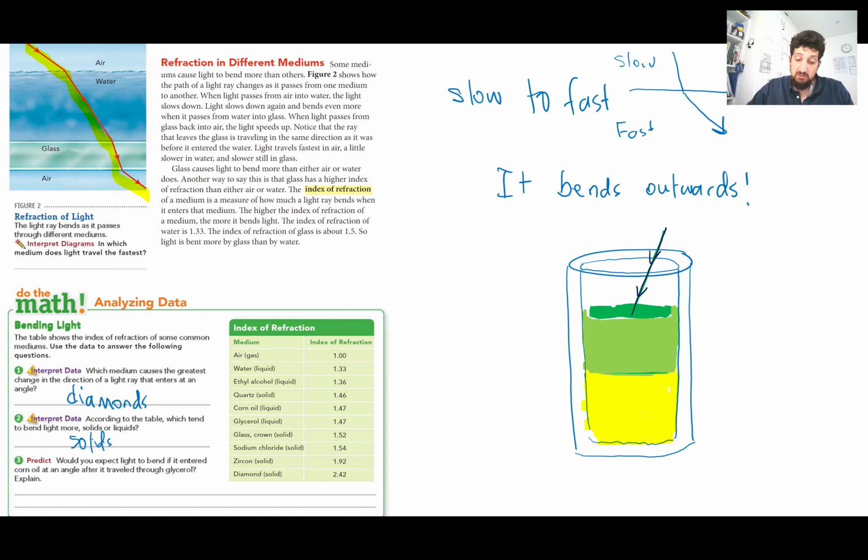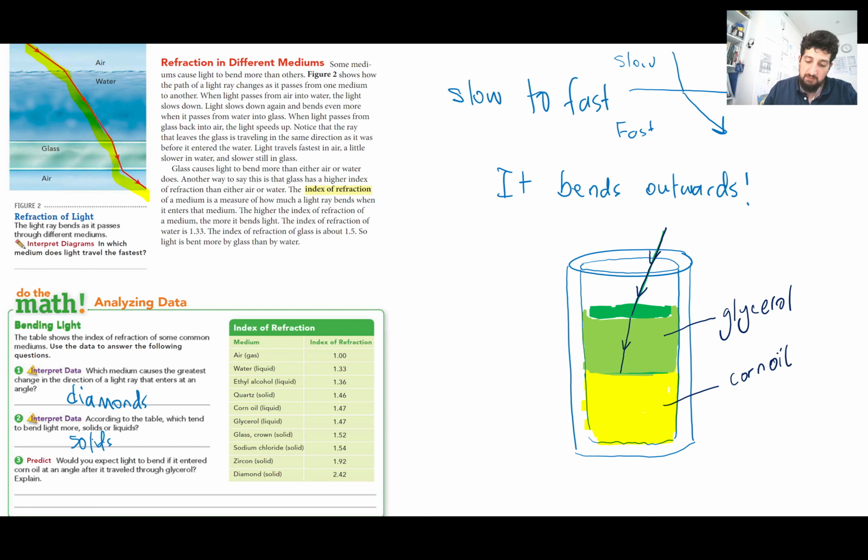So it's going fast to slow, so it's going to bend inwards. Okay, so that's going to go like that. Now the question's asking, go back to the question's asking, would you expect the light to bend if it entered corn oil after traveling through glycerol? Now this is glycerol. And this is corn oil.